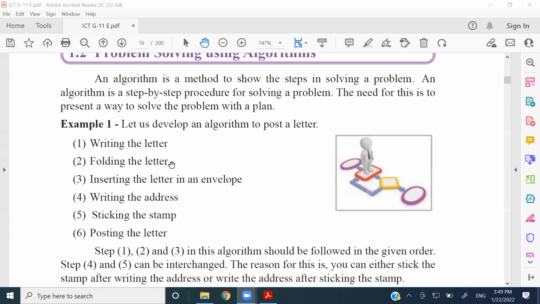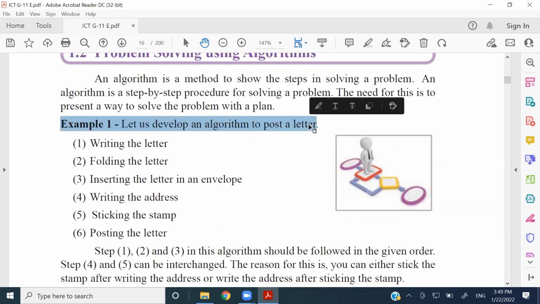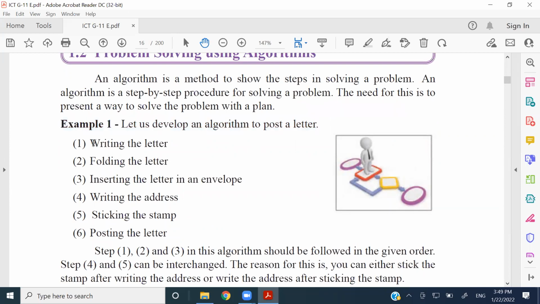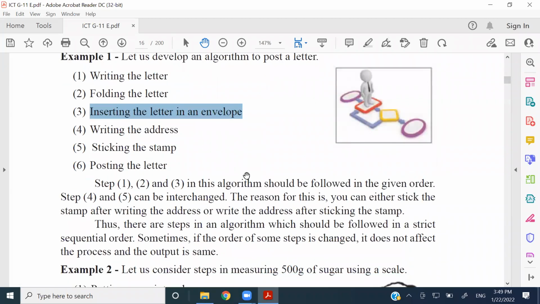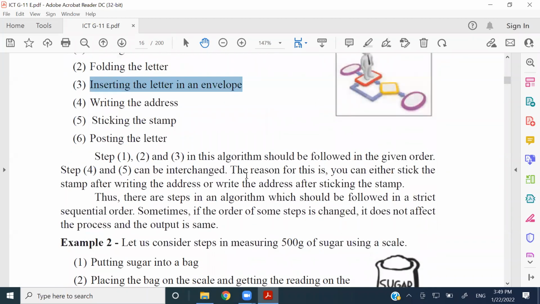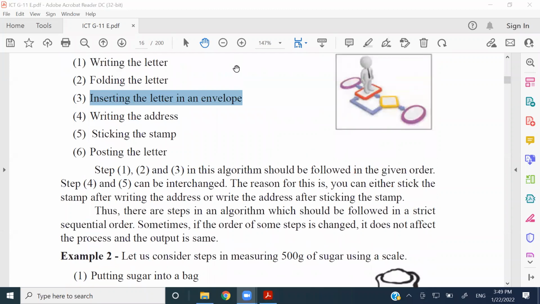So they have considered the very first example that we learned, the posting letter scenario. They have taken it in simple terms now: write the letter, fold the letter, insert the letter into an envelope, write the address, stick the stamp, post the letter, right? As I told you, you will get to know about the algorithm soon, right?